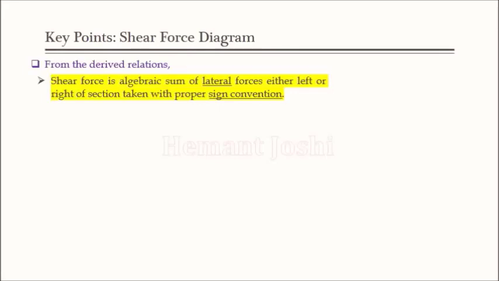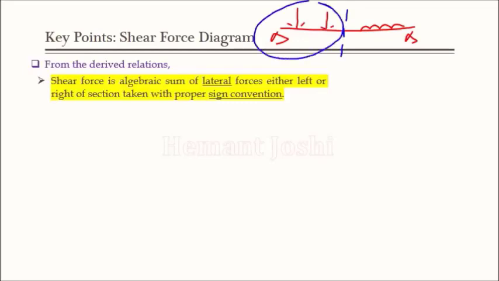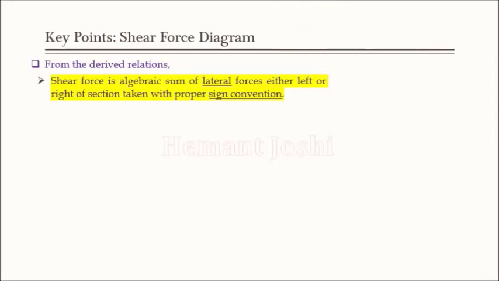Let me clear what is the meaning of section left and section right. Suppose I take a beam, something like this, a simply supported beam, and it carries some loads, maybe UDL or UVL. If I take a section here, that means I wish to calculate shear force at this particular point, then I have to consider either the left part or the right part, with proper sign convention.